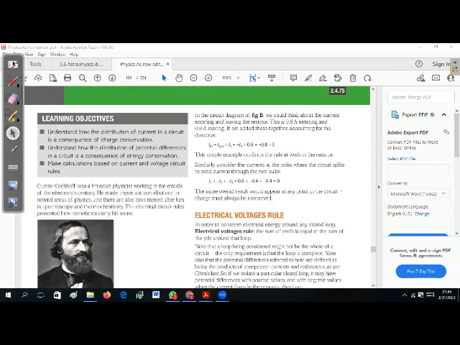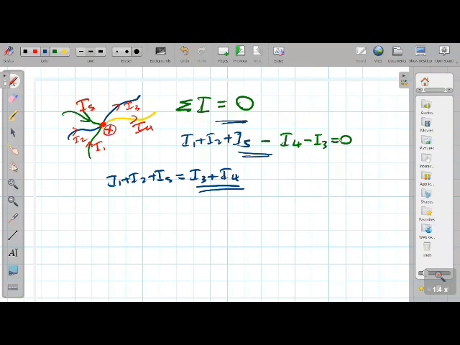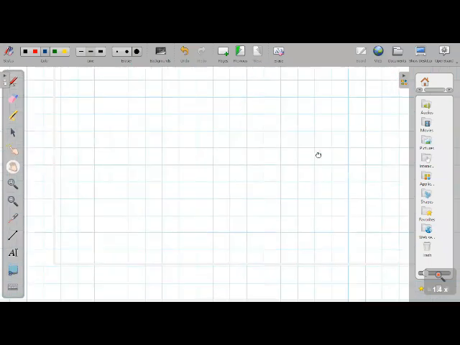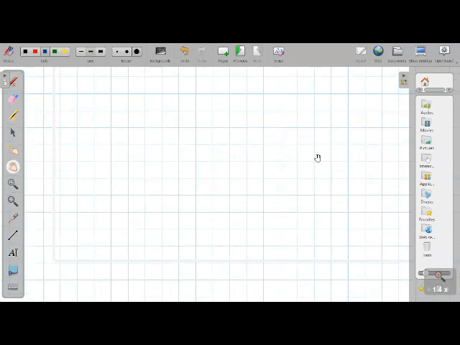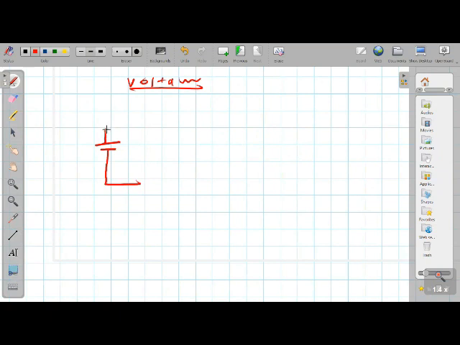Okay. Now the second rule, the voltage rule, is the most important one. And that's the one most everybody gets mixed up. I'll first start off with the simple one. This is what is called the voltage rule.